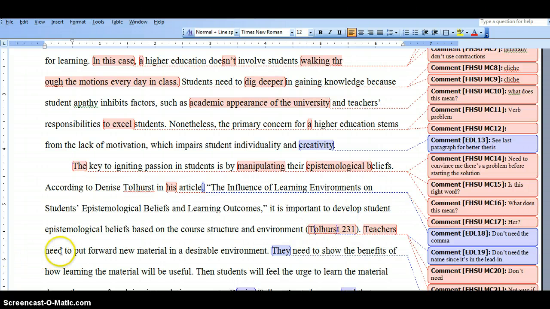Here's your sentence, and then the summary. And since you do introduce Tolhurst up here, you do not need it here. You don't need the last name, but otherwise this is perfect format: last name and page number without anything in between, and then the period at the end.